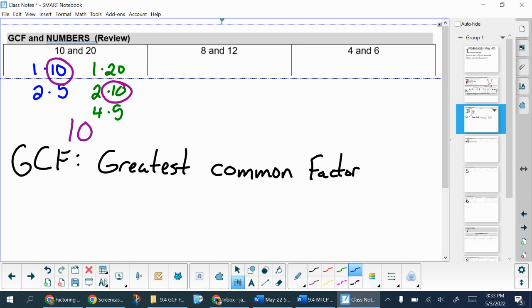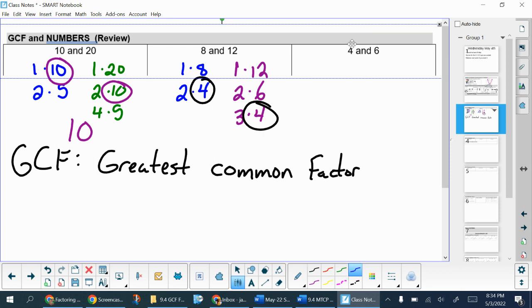Could do exactly the same thing with 8 and 12. Could list out the factors of 8: 1 times 8, 2 times 4. And then I can list out the factors of 12: 1 times 12, 2 times 6, 3 times 4. And then I'm just looking for the biggest one that goes into both, and it is 4. So go ahead and try 4 and 6 on your own here, and then pause the video. Come back in about 30 seconds, and I'll go over that one.